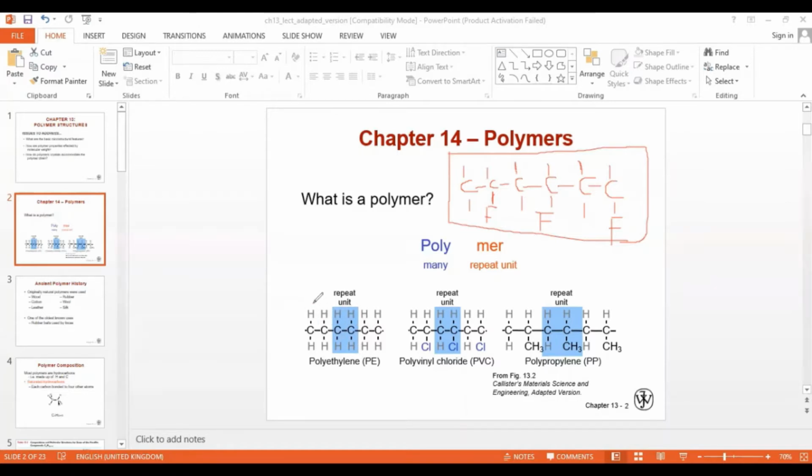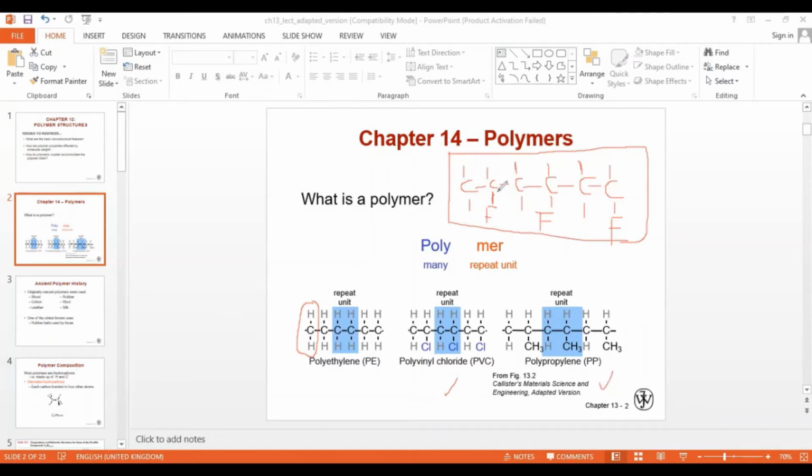So you may assume that this unit is a repeating unit, isn't it? You can do that, right? But in this diagram and this diagram, you don't need to get confused.